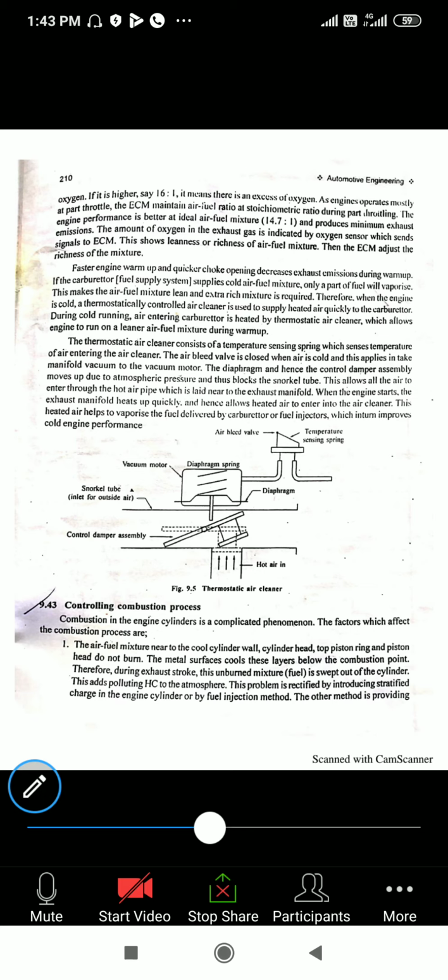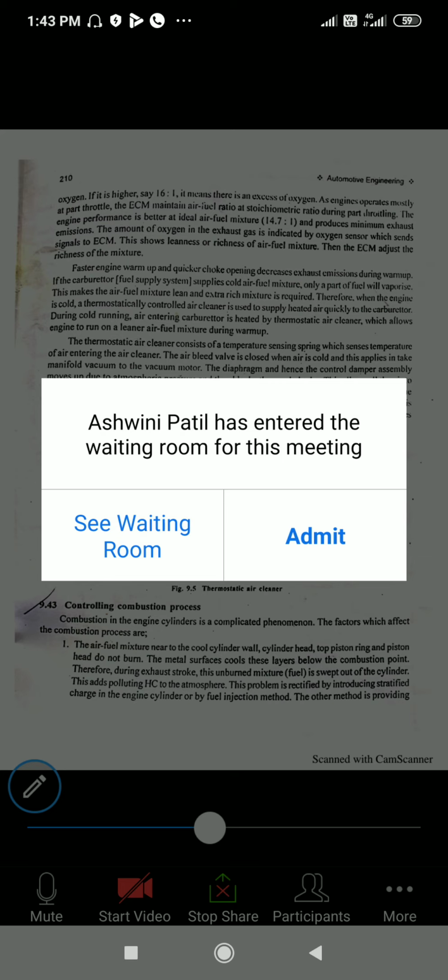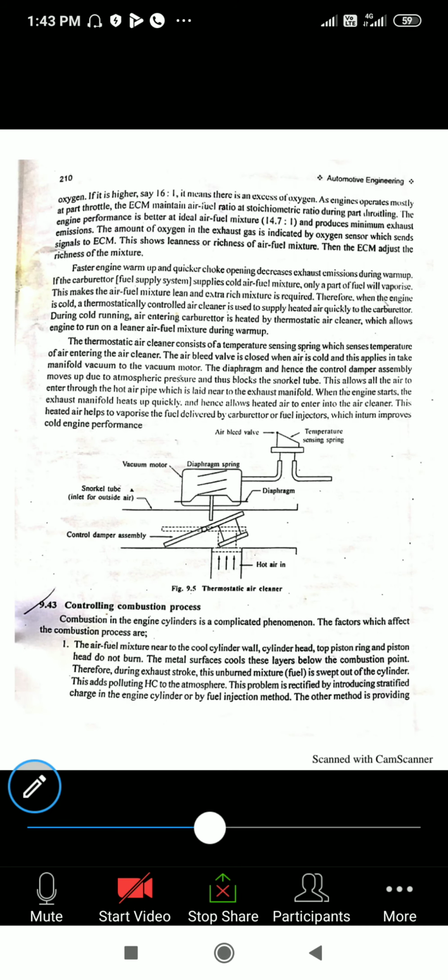A faster engine warm up with quicker choke opening decreases the exhaust emission during the warm up. That means if the choke opens in the fastest way, the engine burns 100% of the fuel with the fresh air, so that the exhaust gases going out will be reduced, because of the rapid movement of the piston within the cylinder due to the opening of the choke and the engine walls.